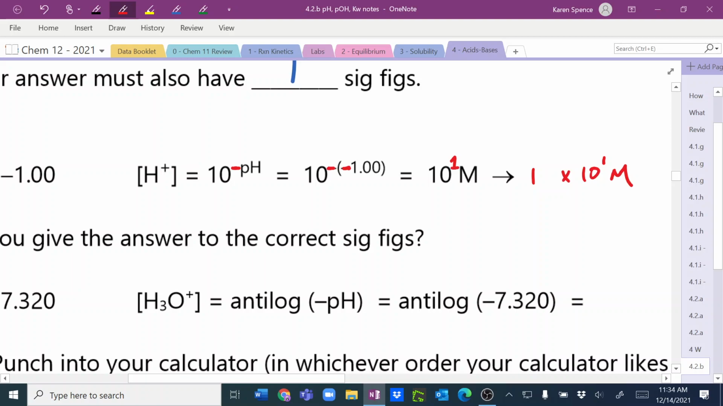And how many sig figs do we need? We need to have 2 sig figs. So how are we going to do that in our number? 1.0.